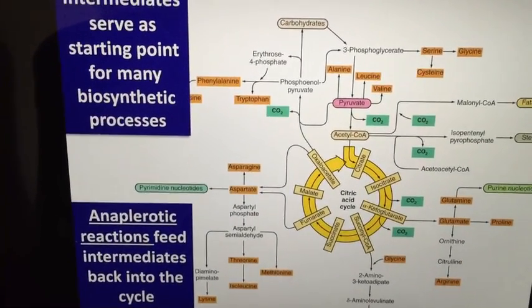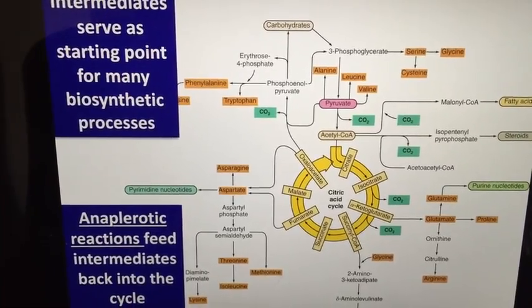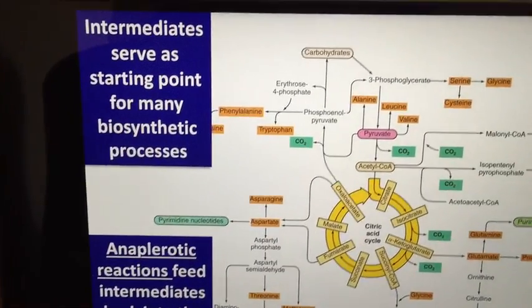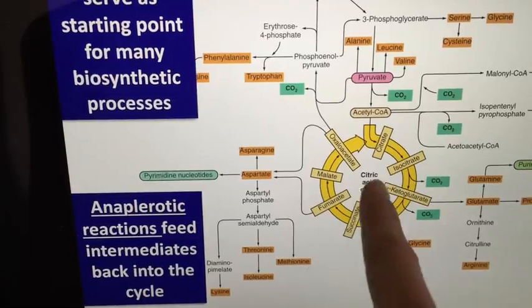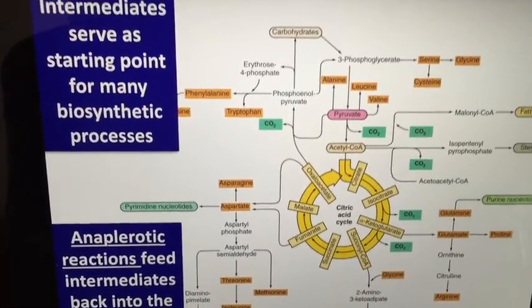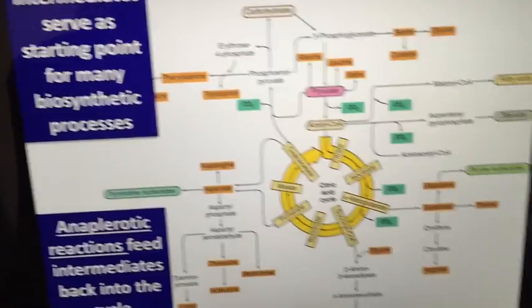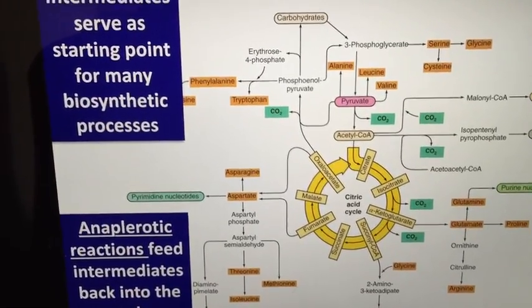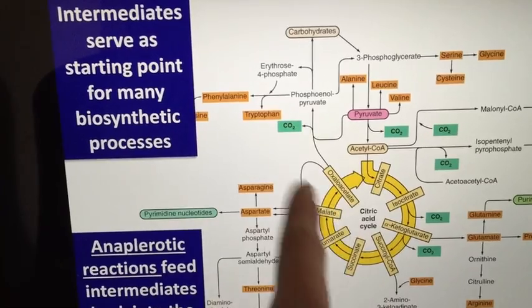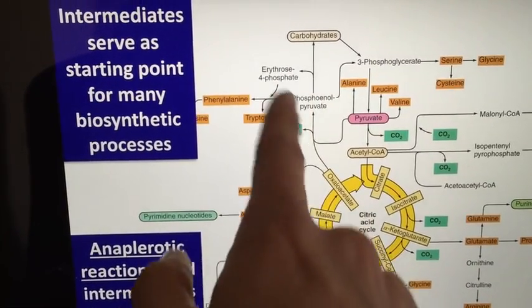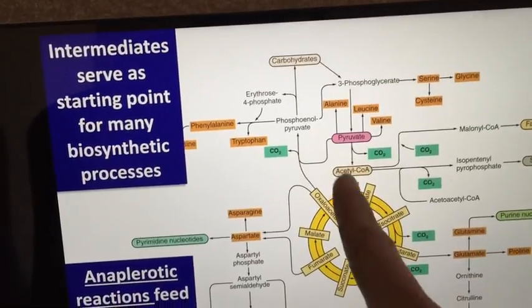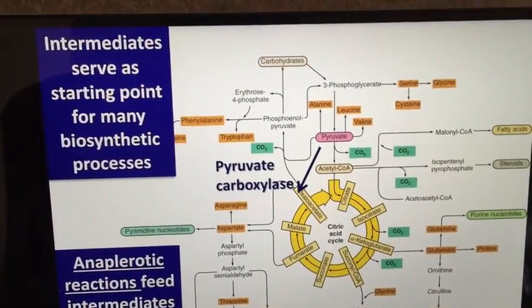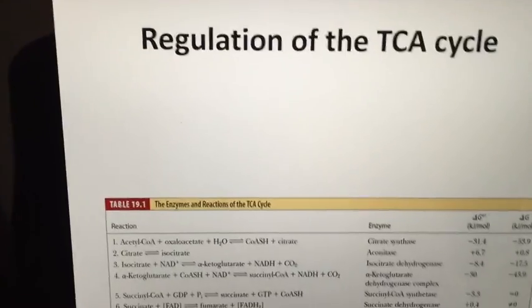Another thing is that there are anaplerotic reactions. Anaplerotic reactions are side reactions that feed intermediates back into the cycle. So when we speak about it being anabolic and biosynthetic, we're speaking about the intermediates that are coming out of the cycle and going off to be used to make amino acids or nucleotides or fatty acids or whatever it is. Then there are also anaplerotic reactions which feed the intermediates back into the cycle. So, for example, oxaloacetate can come from phosphoenol pyruvate into the cycle that way, and it doesn't only have to be formed through the cycle itself. And this happens via the pyruvate carboxylase enzyme.